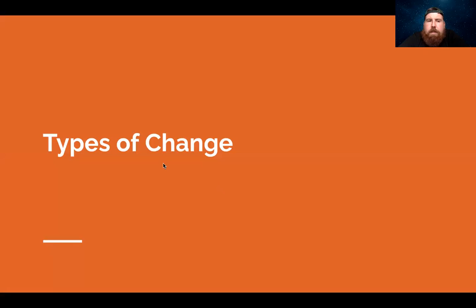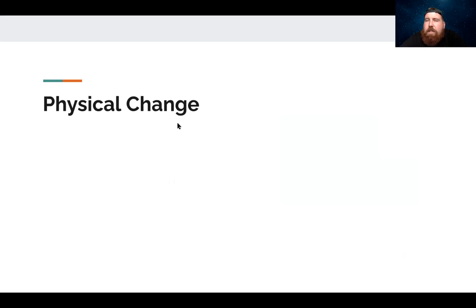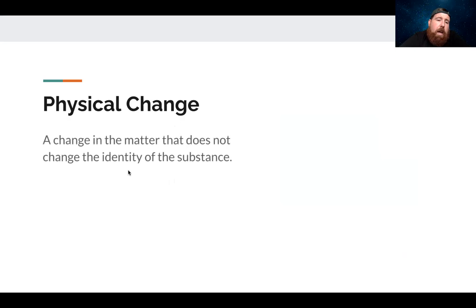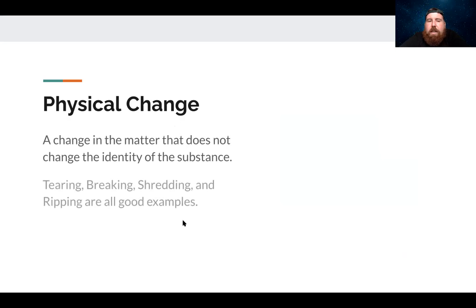The last thing we're going to be talking about today are types of change. It's very similar to what we were talking about earlier with physical and chemical. So I want you guys to keep that in the back of your mind, physical and chemical. The first one we're going to look at is a physical change. Now, change is a part of the word, so somehow the matter has to change. The substance that you're looking at has to change. But the chemical formula or identity of the chemical does not change. It's a change in the matter that does not change the identity of the substance. Tearing, breaking, shredding, ripping are all examples, right? If I have a piece of paper and rip it in half, I still have paper. And these are examples of physical changes.